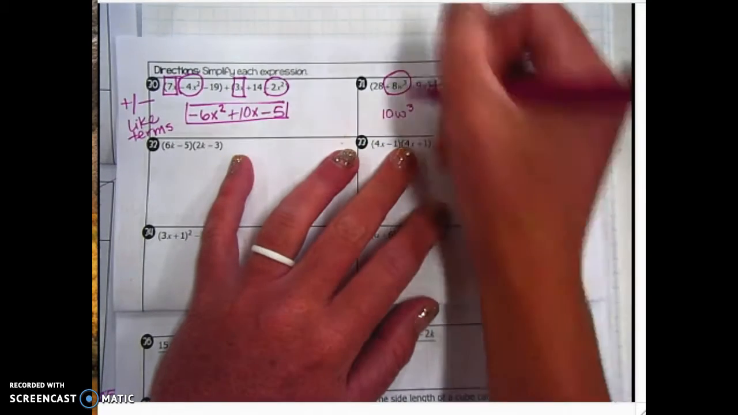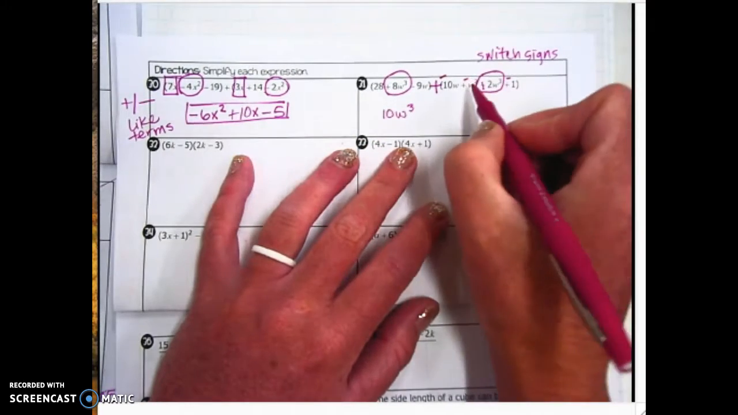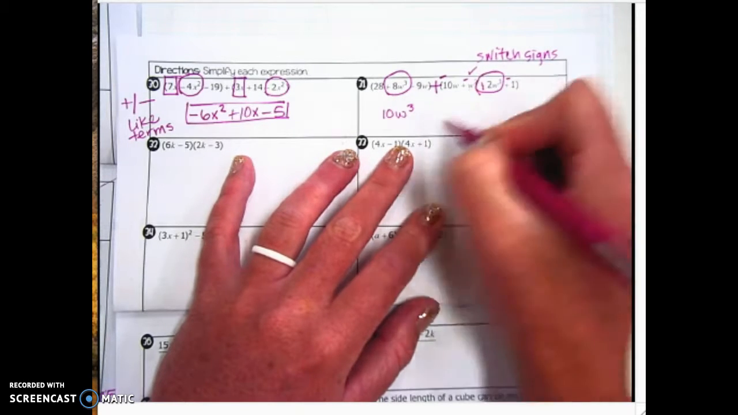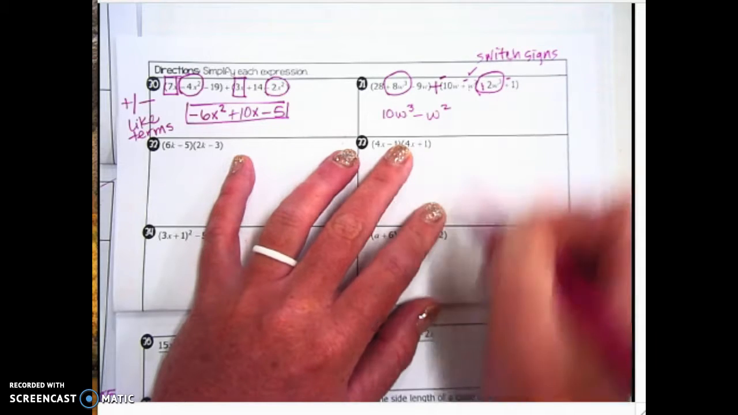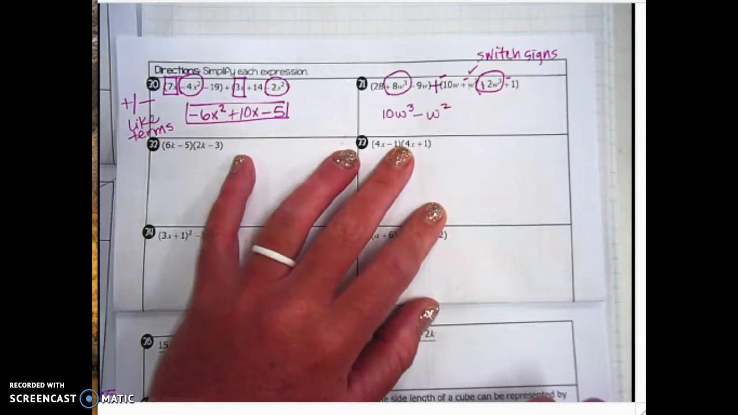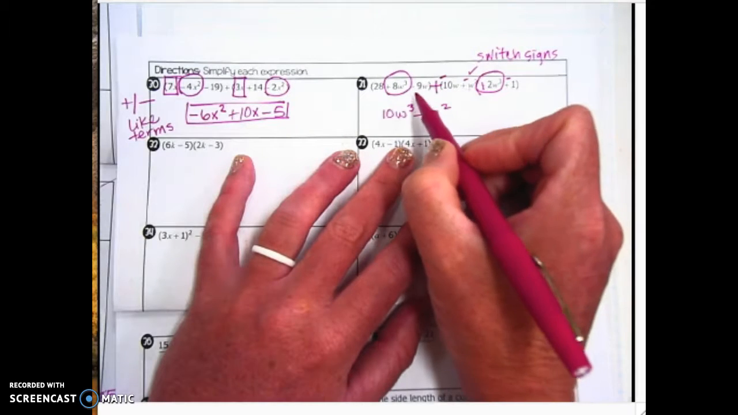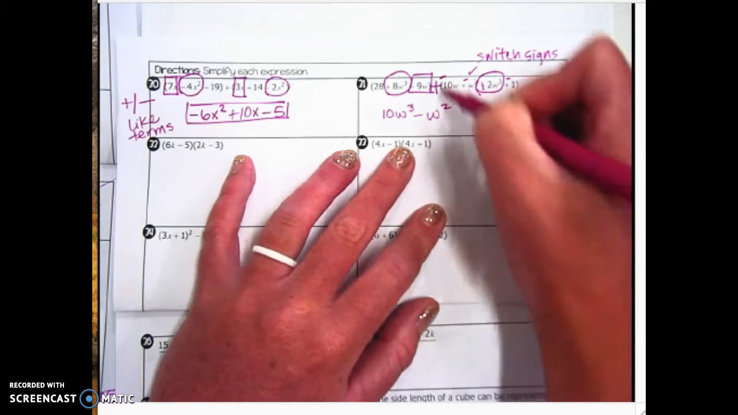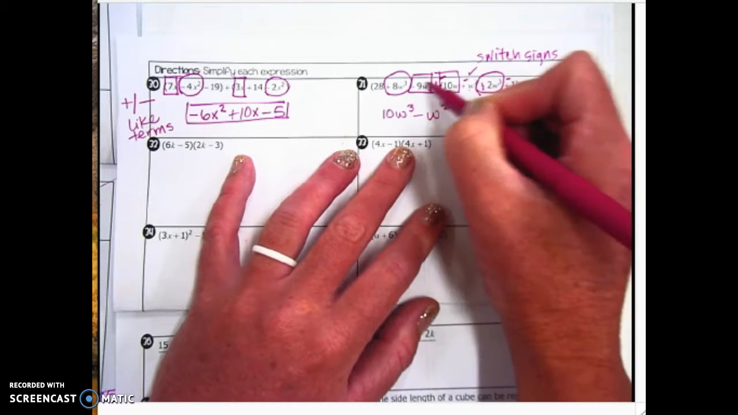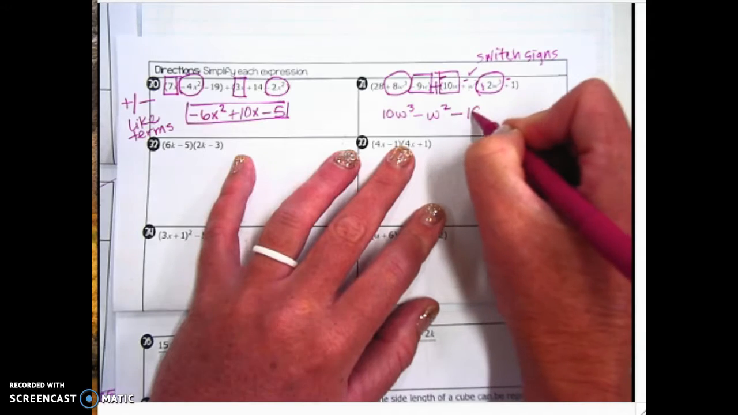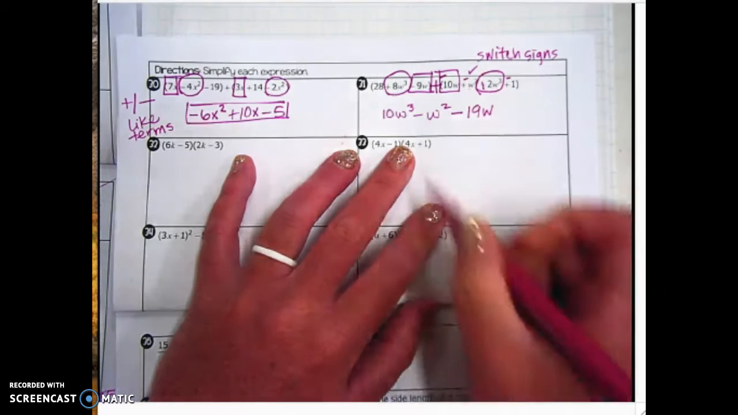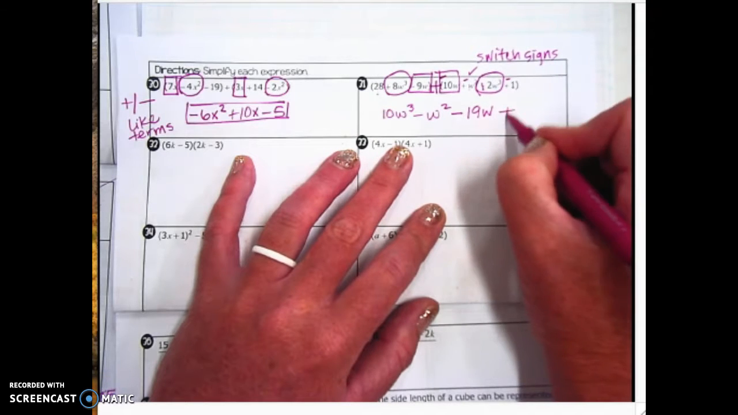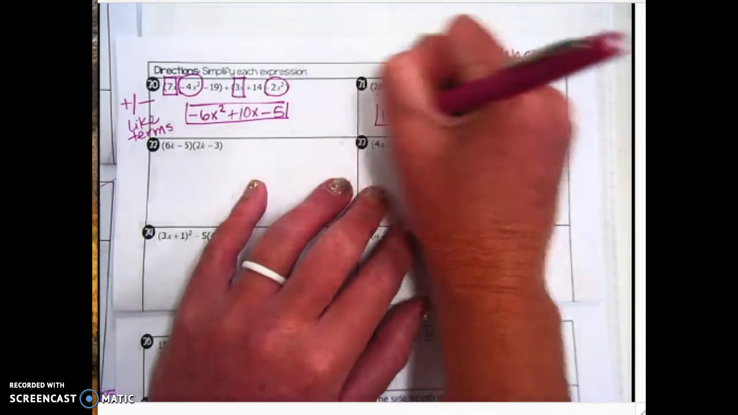Then I'm looking for squares. I've only got one right here. There aren't any in the first set of parentheses, so I just have the minus w squared. Next largest exponent would be the minus 9w and minus 10w. So minus makes it negative 19w. And then the only thing that's left are my numeric terms, the 28 minus the 1, so I've got plus 27.